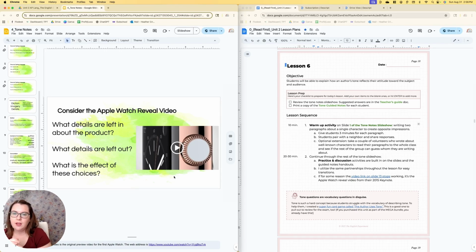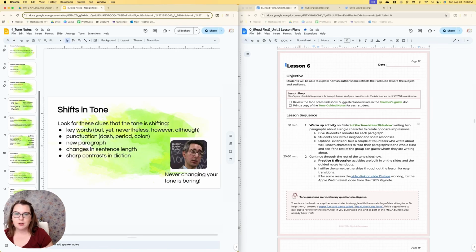But what they show you versus what they don't show you is really telling. So for example, they give you lots of visual language details, a little bit of hints to the functionality of it, but they don't include price, they don't include battery life, they don't include when it's available, because it was the first iteration of the product and those things were maybe not the best parts of it at the time. So that's a good example for details, what's included versus what's left out about the text. And then we finish up the notes by talking about the importance of shifts in tone.